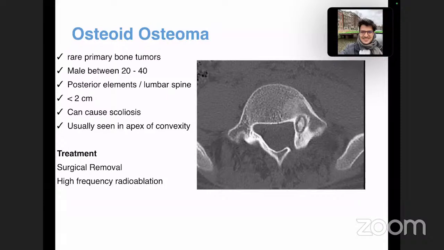But one point which I've learned over a period of time is that if there's an end plate fracture which has happened, that is a tricky point where I would definitely aggressively treat them, but nothing else. Yeah.